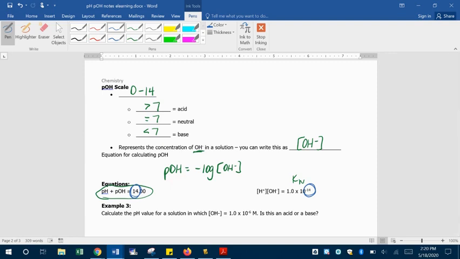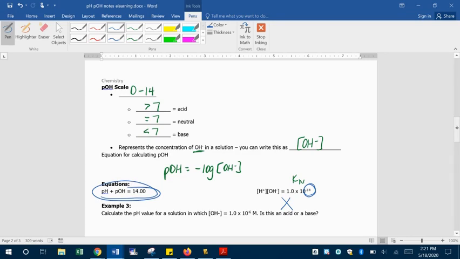Now, out of these 2 numbers, I will do everything to avoid using the Kw. I almost always prefer using this equation right here, that pH plus pOH equals 14. And I'll show you how you can use that here.